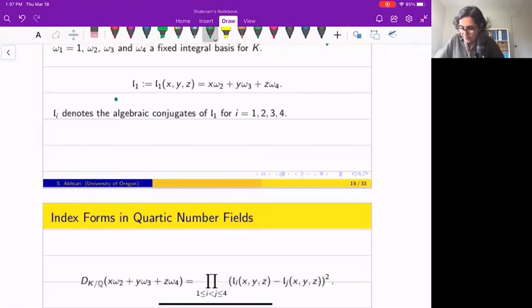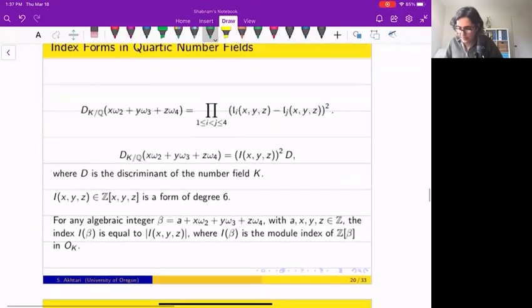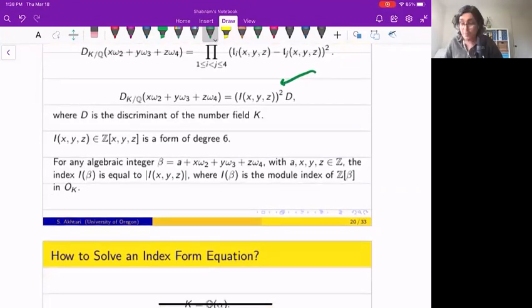And we form this linear form. And we define the discriminant form, or the discriminant of each element. But once you treat X, Y, and Z as variables, then you have a discriminant form. We define the index form here. And let's remind ourselves of one thing that is very, very important in their proof.